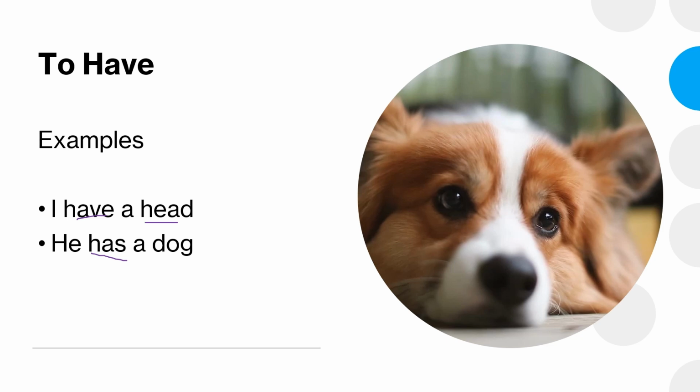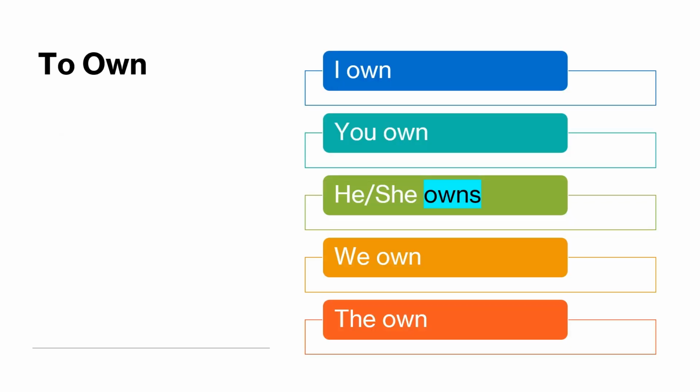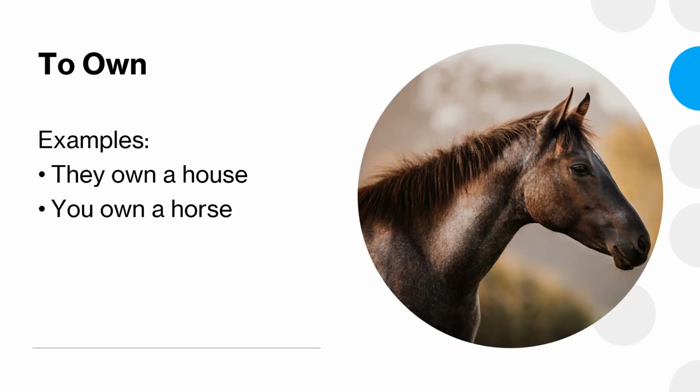Let's look at the next verb of possession. It's the verb to own. To own. And how do you conjugate the verb to own in the present tense? I own, you own, he or she owns. Again, don't forget the S at the end here, okay? We own, they own. Here we have to have a Y. I forgot to put a Y here. All right, they own. All right, let's look at some examples of how to use the verb to own in a sentence.